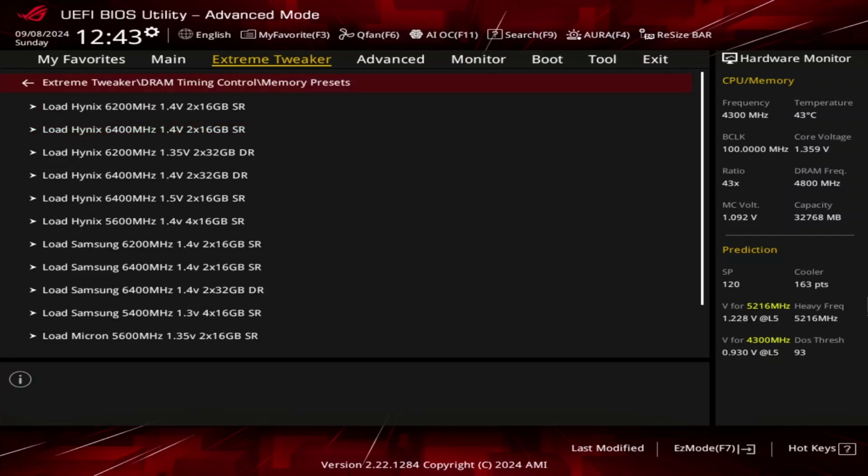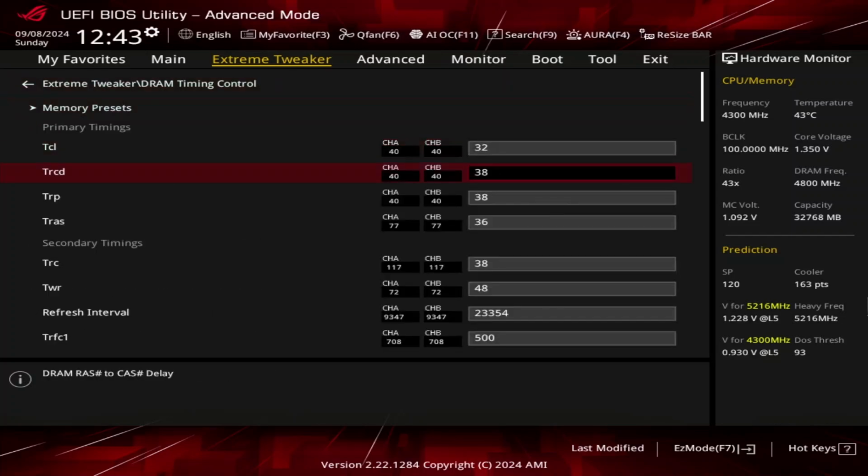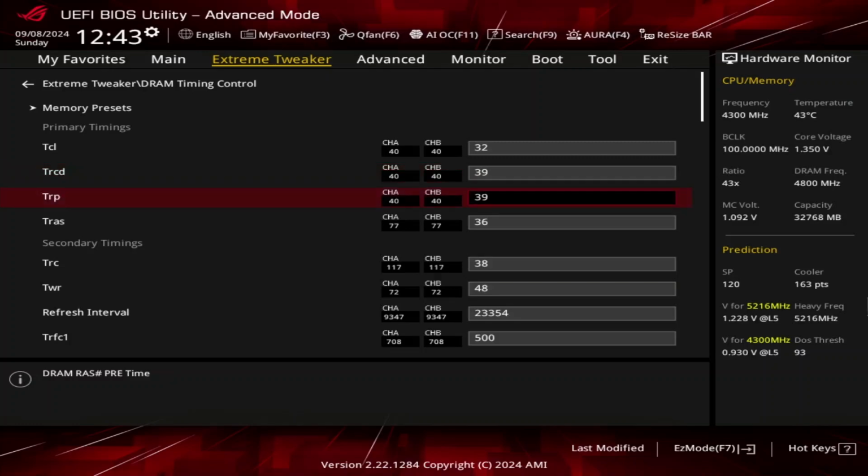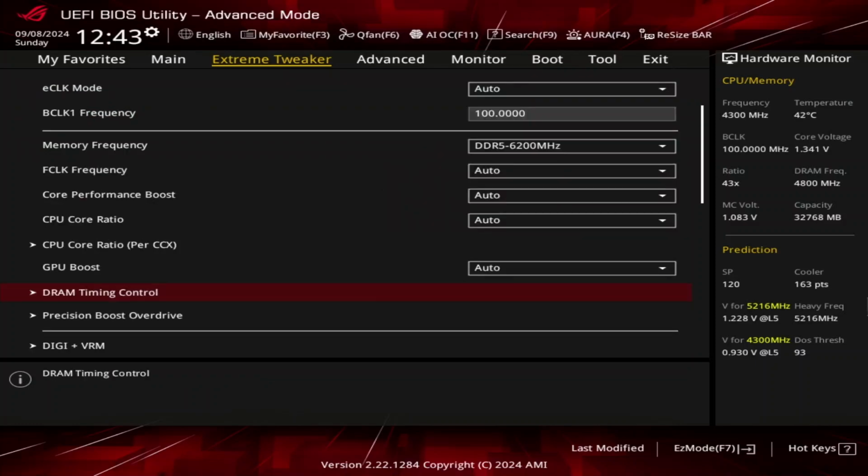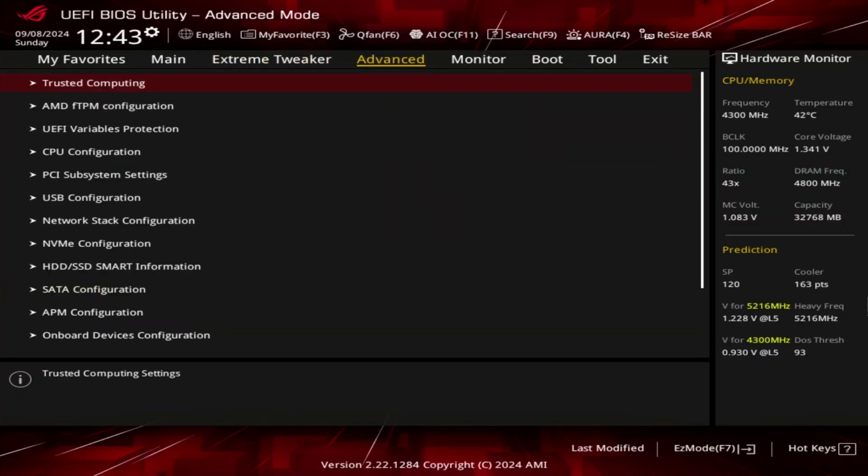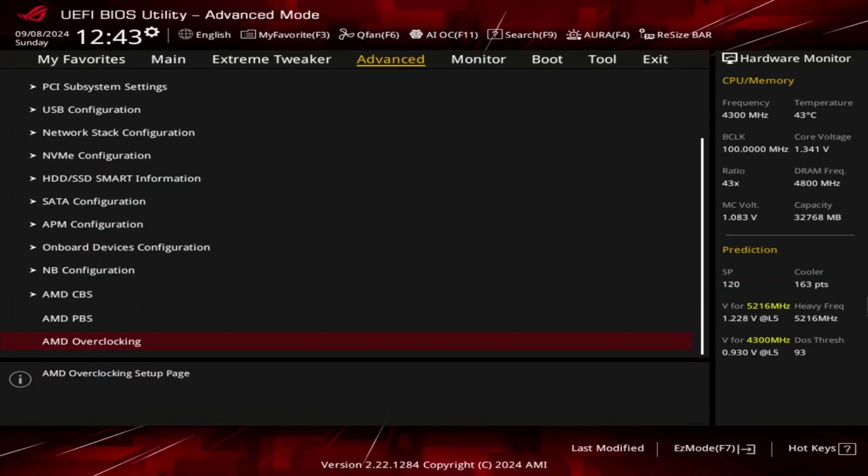Leave the memory presets submenu. Set TCL, TRCCD and TRAS according to the EXPO kit. Set TRAS to 38. Leave the DRAM timing control submenu. Switch to the advanced menu. Enter the AMD overclocking submenu and click Accept.